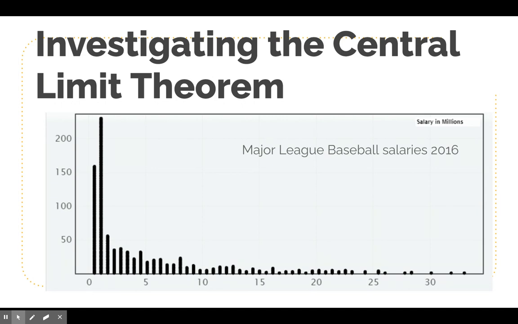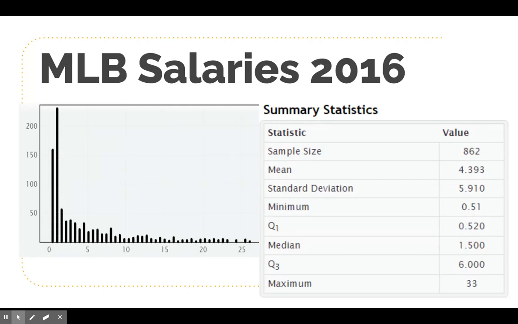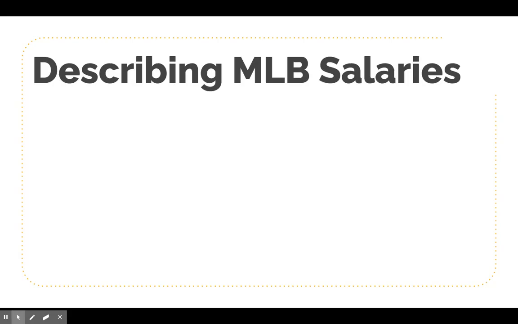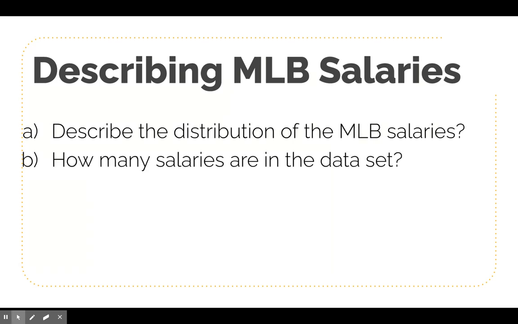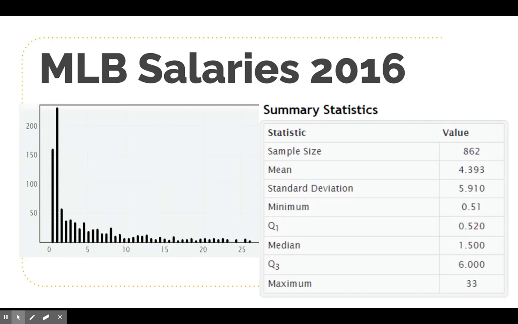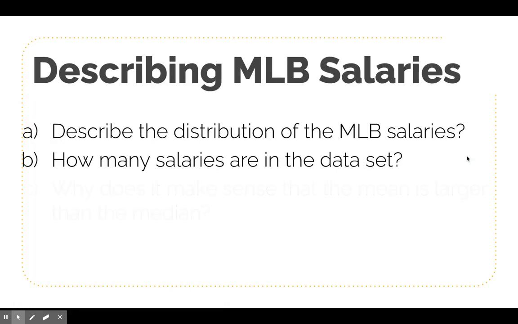But then what about the shape of the sampling distribution if we take many, many different samples? Okay, for this one, if you look at this, describing the distribution, it's skewed right. How many salaries were in the data set? Well, if we look back for this one, it said there were 862. So you have the summary statistics there.